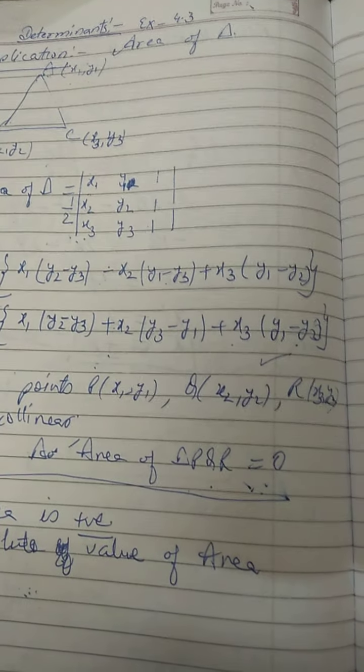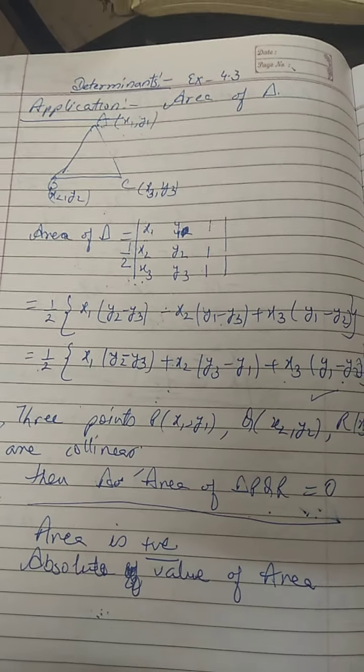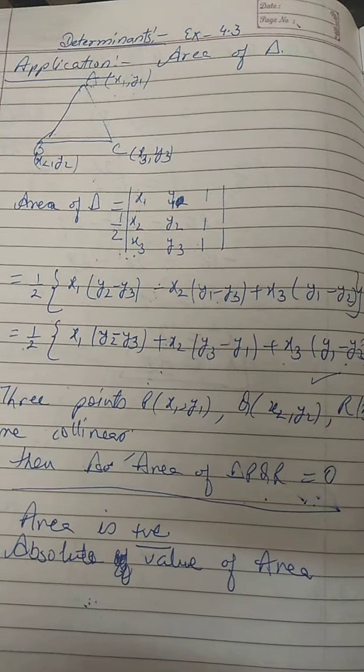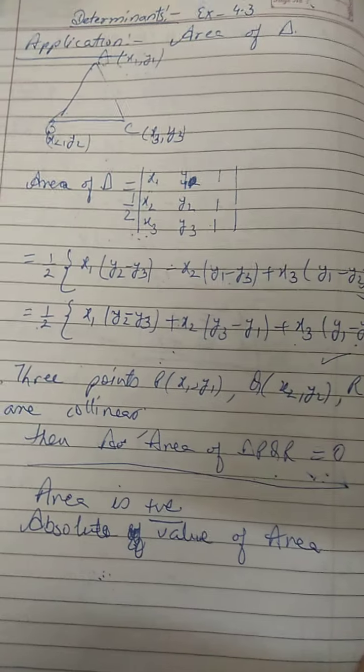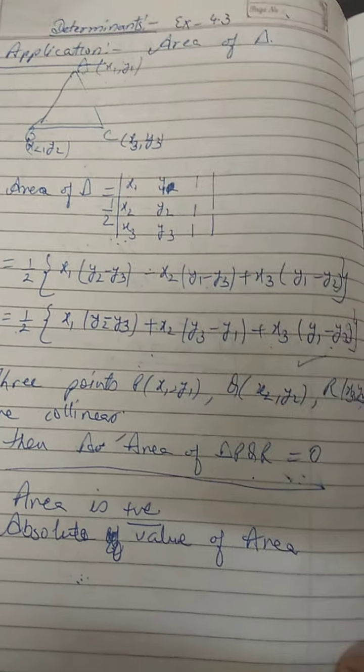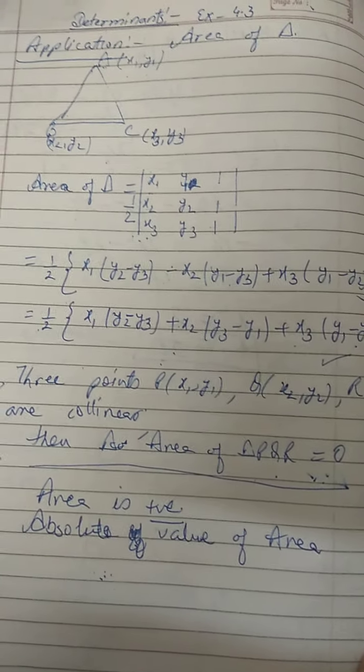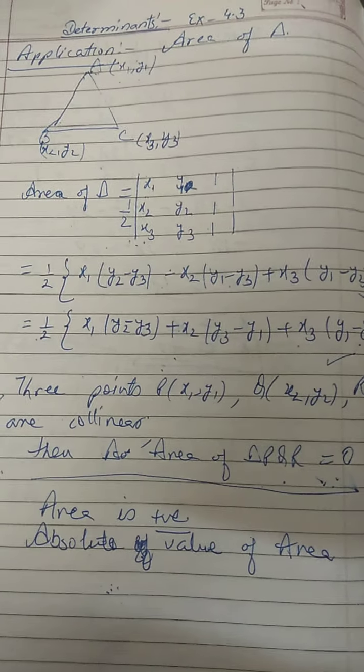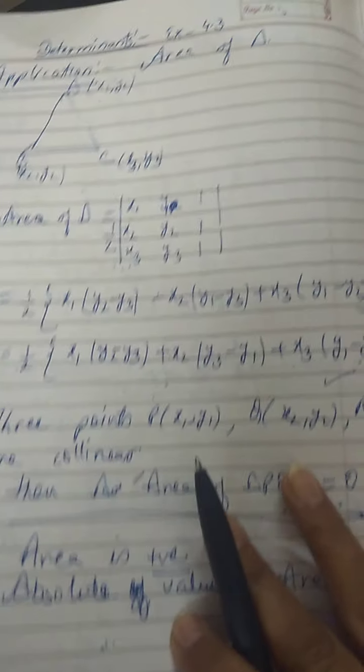And one more thing is this, we will consider one more property of this area of determinant. And I think before discussing that, let us do one sum where we will find the area of the triangle when the vertices are given. Let us consider exercise 4.3, first sum number 1. The first part we will consider here.